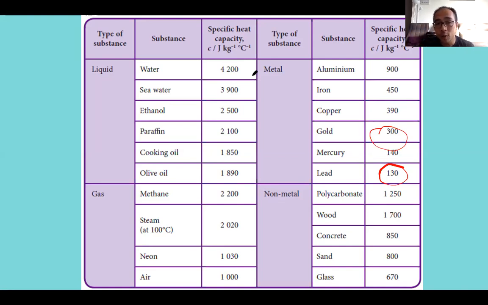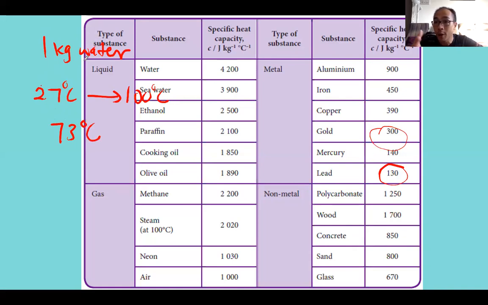What is the boiling point of water? Boiling point of water is 100. Normal temperature of water should be about, let's say, 27. You want to increase from 27 degrees all the way to 100 degrees, let's say for 1 kilogram of water. Think about this. What is the difference in temperature? 27 to 100 is 73 degrees Celsius. When you boil water, you want to increase the temperature by 73 degrees Celsius.